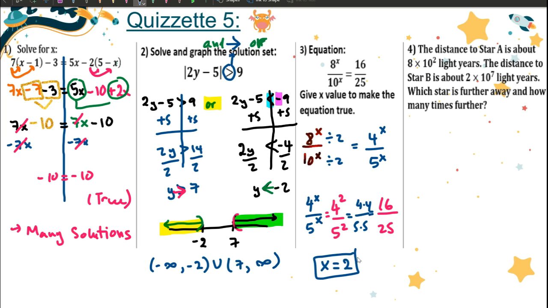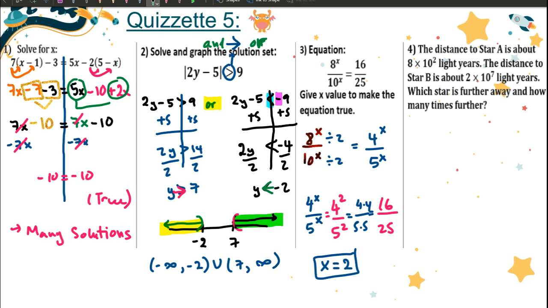Now, last problem. The distance to star A is about 8 times 10 to the second power light years. The distance to star B is about 2 times 10 to the 7th power light years. Which star is further away and how many times further? So we talk about the ratio of two distances from a star. They ask you how many times further away.